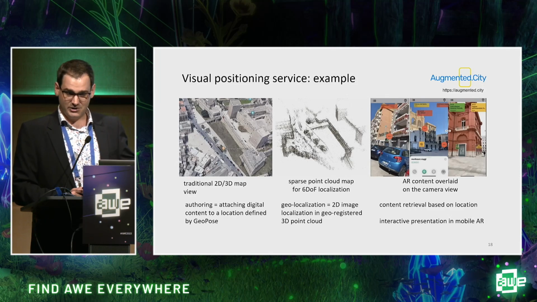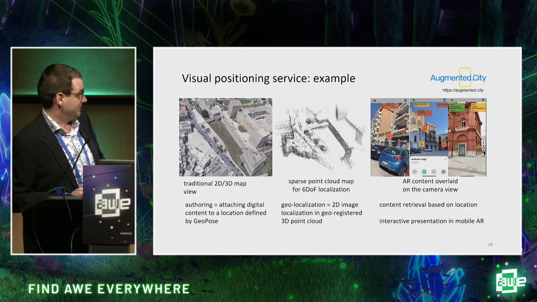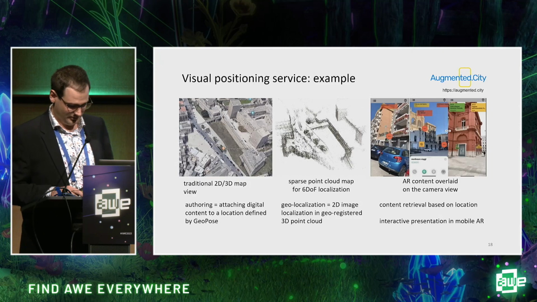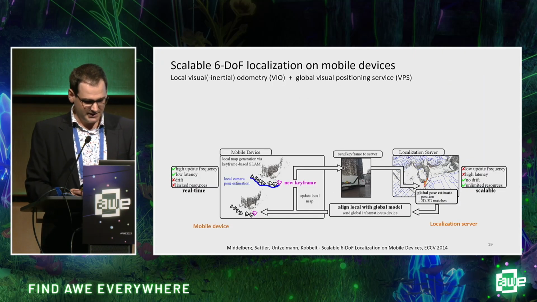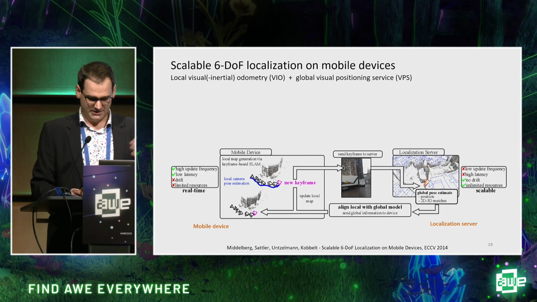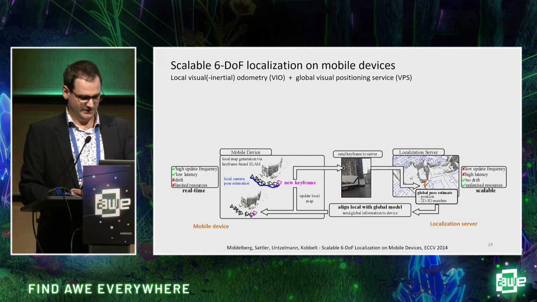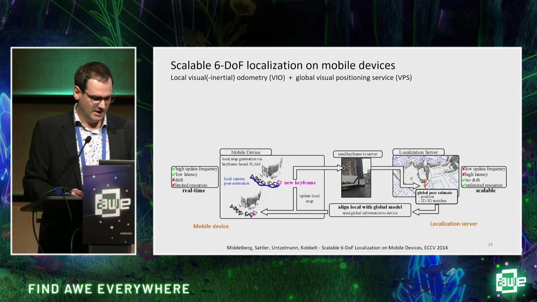And once you have the location of the camera, you can retrieve on the fly the relevant contents at that area, as shown here, and show them in an AR session. This is how these systems typically work, and there are many examples already today. Some of them are open, some of them are not open.